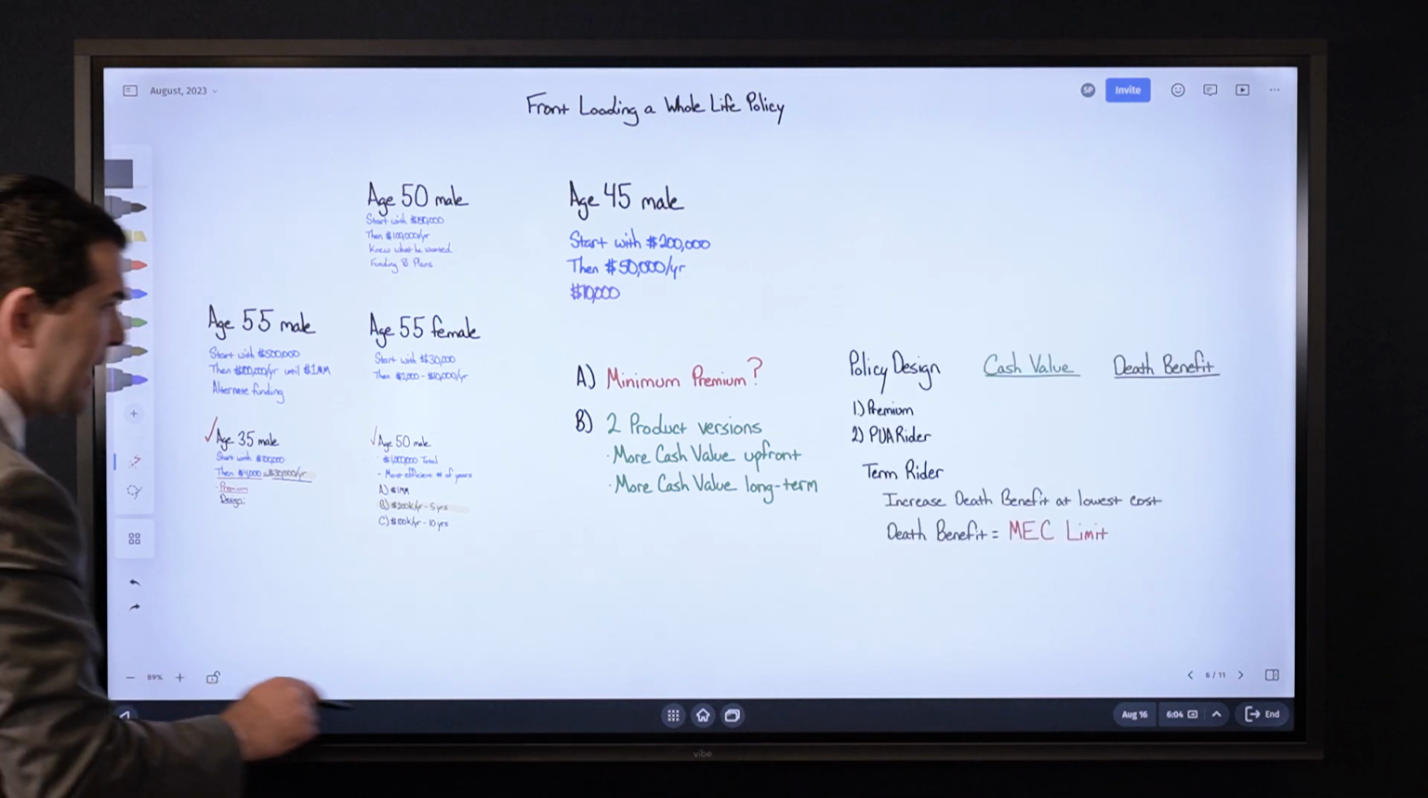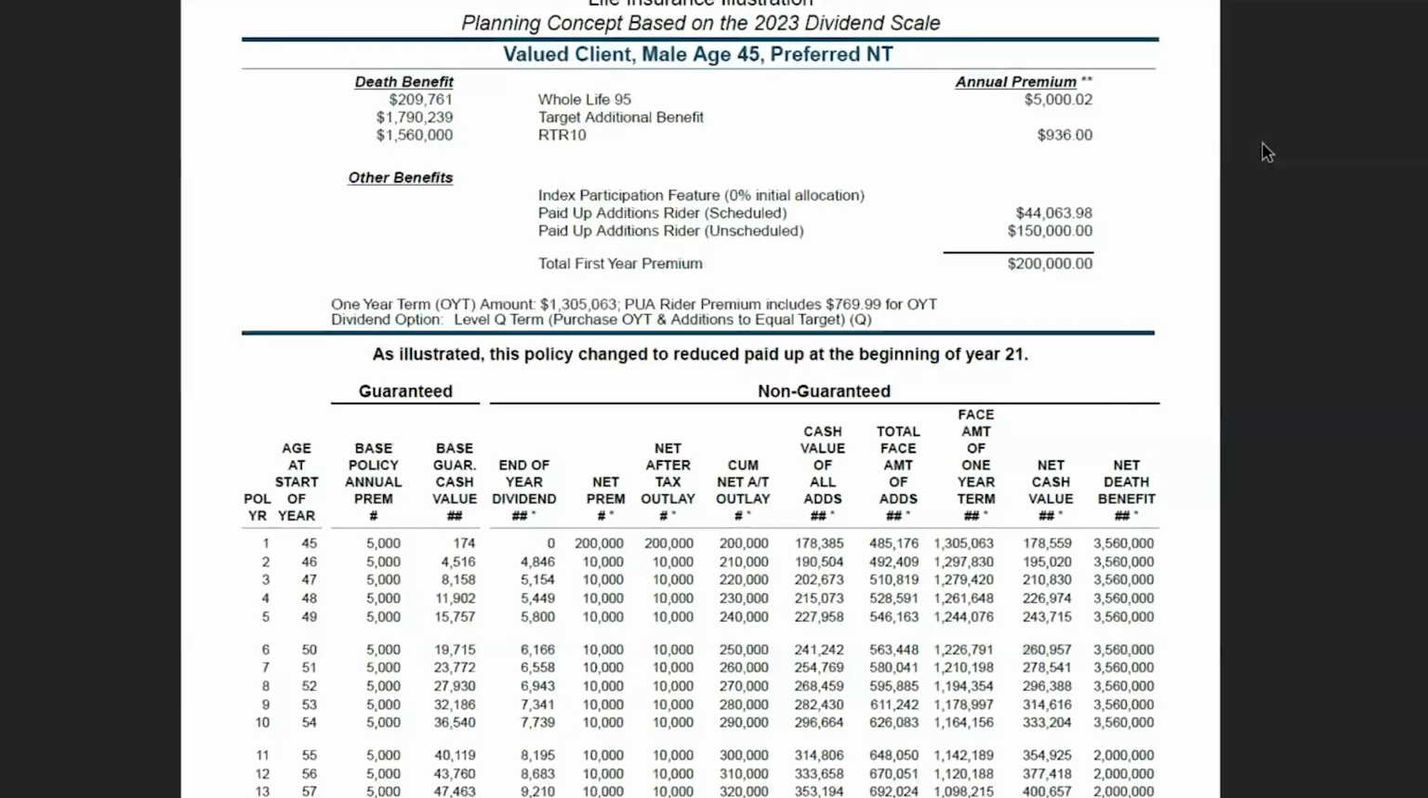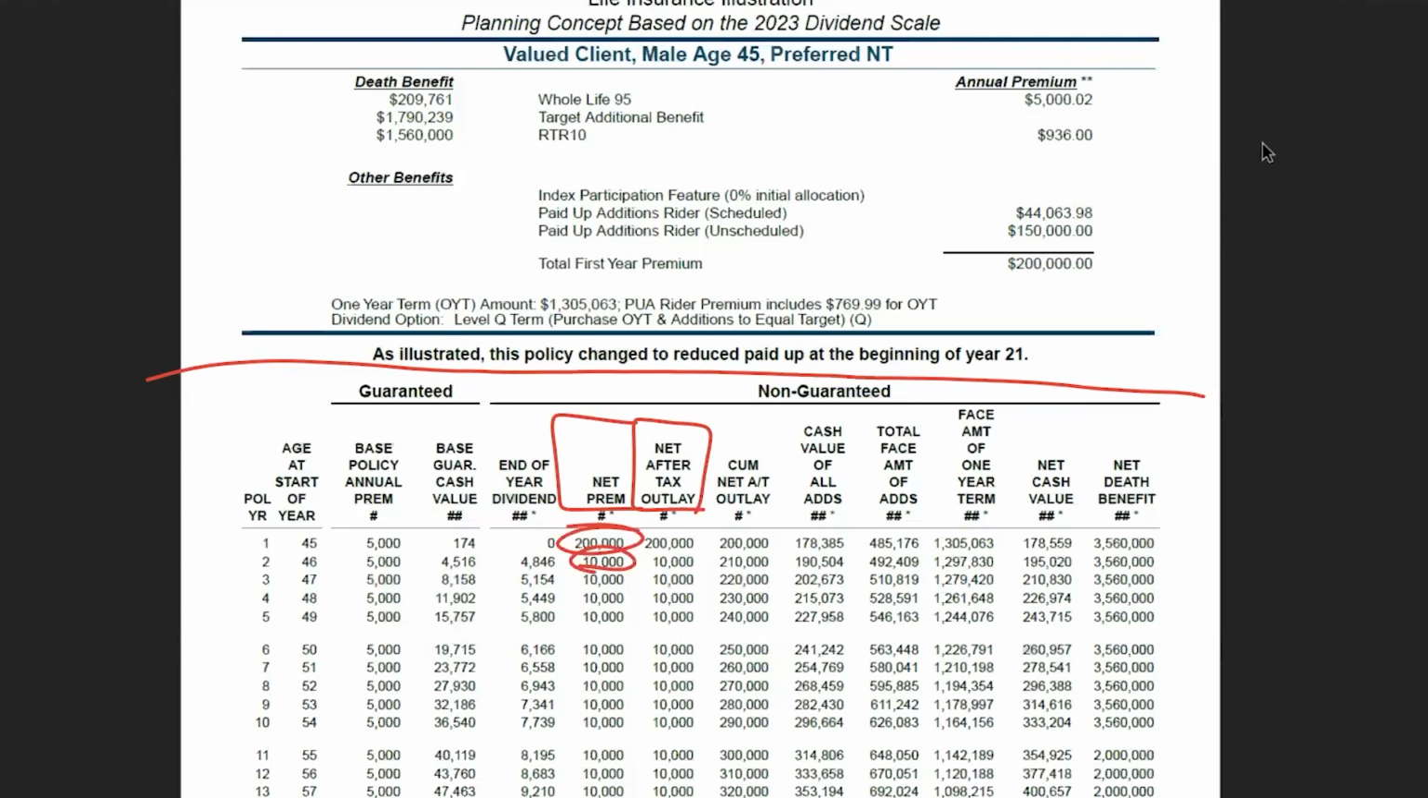So we're going to look at the policy design, but before we do that, let me actually go to the illustration here. And this will be beneficial because you can see exactly where your money is going. If we look at the charts and such, down at the bottom or the second half of the illustration, we got a lot of columns. This column, net after-tax outlay, or net premium, displays how much you are paying into the policy each year. So this example displays $200,000 in the first year and then $10K per year thereafter.